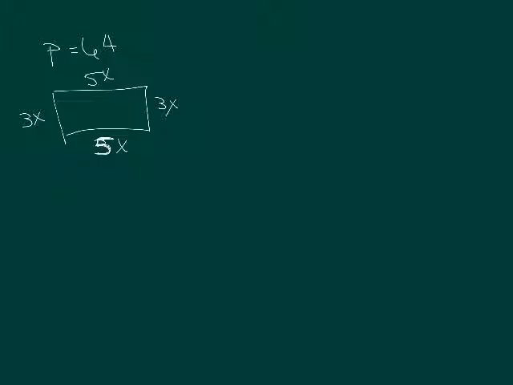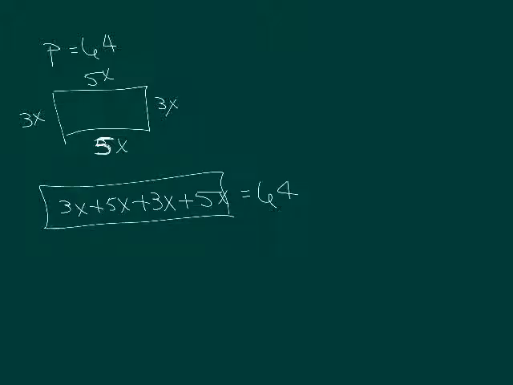The perimeter says add up all the sides, so 3x plus 5x plus 3x plus 5x equals 64 that they gave us. So if we add these up, we get 3 plus 5 is 8, plus 3 is 11, plus 5 is 16x equals 64. 16 is multiplied by x, so we divide both sides by 16. Those go away, and x equals 64 over 16, and if you remember your multiplication tables, 64 divided by 16 is 4.